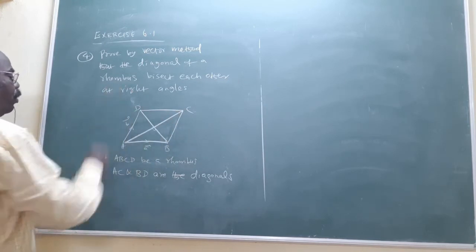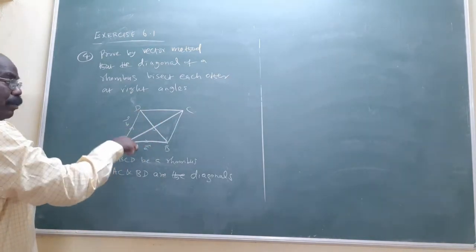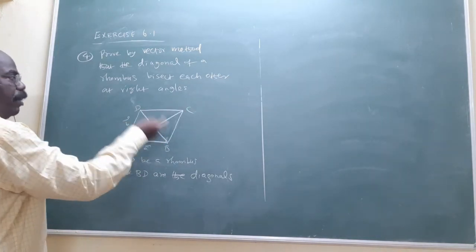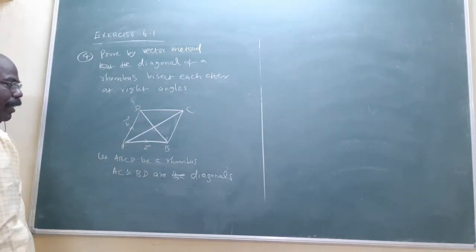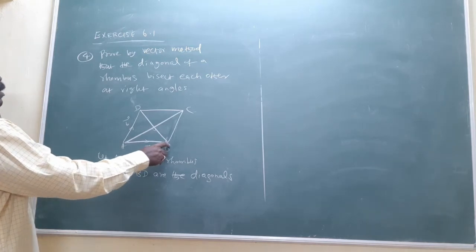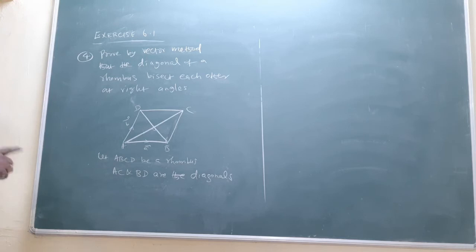Now you want to prove the diagonals bisect each other. That is what? Midpoint of AC and midpoint of BD should be equal. And also right angle, this angle should be 90 degree. The dot product of BD vector and AC vector equals 0. Now you want to prove two parts. That's very important. That's why you will find the BD vector and AC vector.